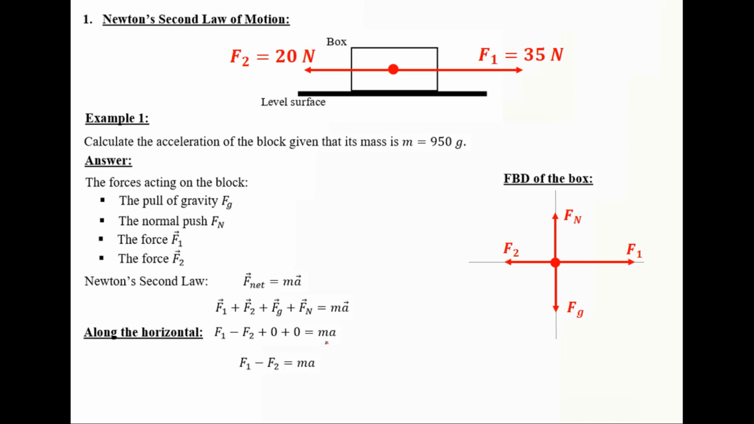In this case, we are searching for the value of a. If we isolate a, it is given by F1 minus F2 divided by m. The value of F1 was given as 35, F2 as 20. And here, let me change this mass to be 900 grams. Converting 900 grams into kilograms requires us to divide by 1000, and that gives 16.67 meters per second squared.